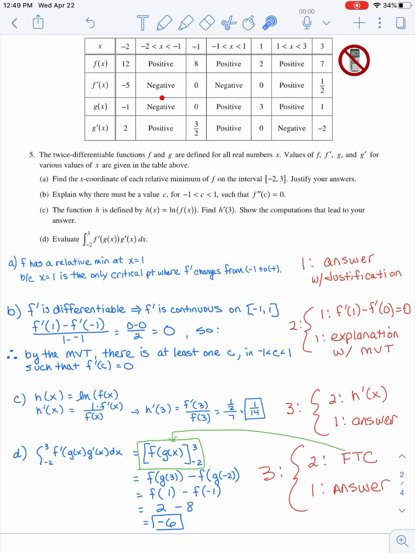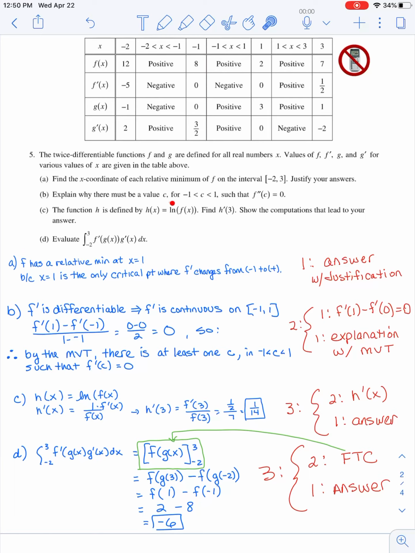But really, the main thing I need to focus on is, if I'm looking for a relative min, when does f prime change from negative to positive? And in this interval, it's negative. The next interval after -1, it's also negative. So that's not going to be a min, but then it changes from negative to positive at x equals 1. So I say f has a relative minimum at x equals 1. It's because x equals 1 is the only critical point where f prime changes from negative to positive. Let's go to part B.